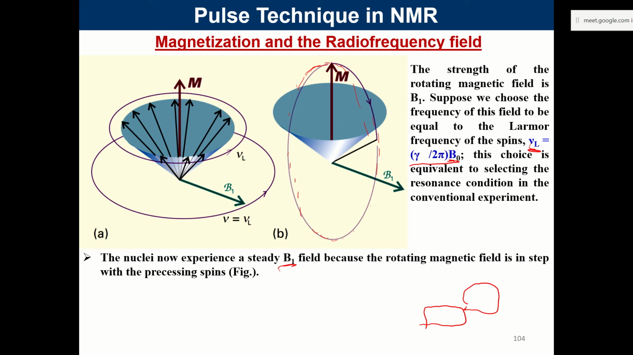So what does this mean? This means one rotation of 2 pi takes one complete rotation time of 1 by gamma B0 seconds. One complete rotation is this much time.